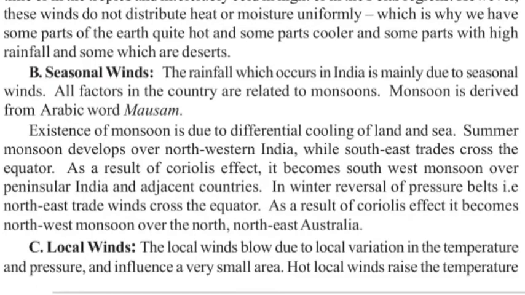Do you understand this? These are all mainly a result of the Coriolis effect only. It becomes southwest monsoons over peninsular India and adjacent countries. In winter, you all know, it's called reversal of pressure belts. Northeast trade winds cross the equator. As a result of this Coriolis effect, it becomes northwest monsoons over north and northeast Australia.